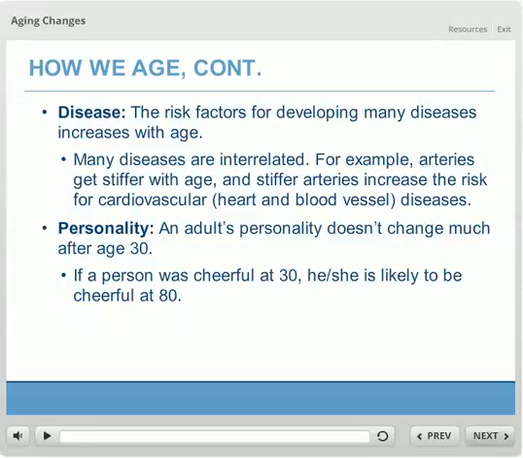Disease. The risk factors for developing many diseases increase with age. Many diseases are interrelated. For example, arteries get stiffer with age, and stiffer arteries increase the risk for cardiovascular, or heart and blood vessel, diseases. And personality. An adult's personality doesn't change much after age 30. If a person was cheerful at 30, he or she is likely to be cheerful at 80.